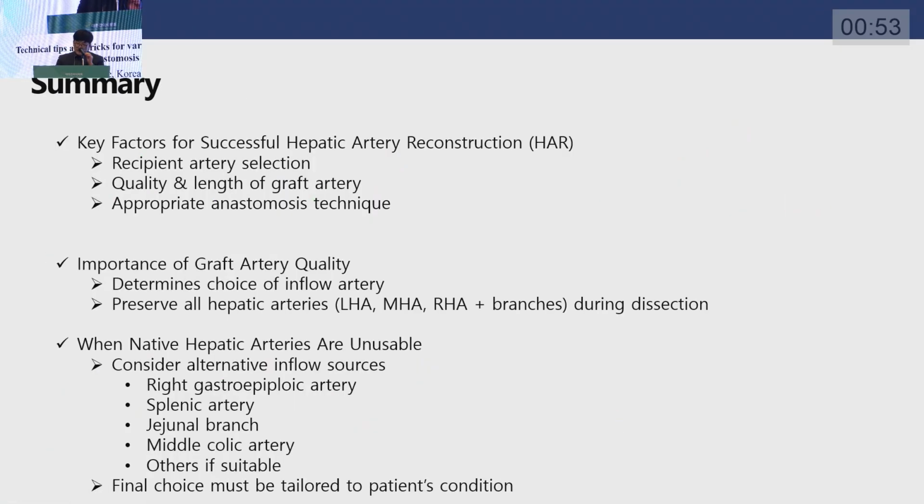Ladies and gentlemen, this is my summary. Hepatic artery anastomosis is a key factor. There are three: one is recipient artery selection, second is the quality and length of the graft artery, and third is appropriate anastomosis techniques.